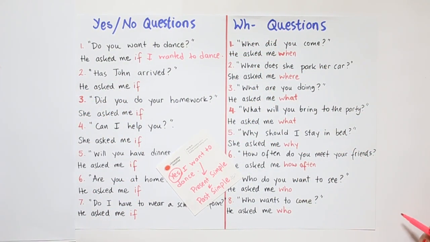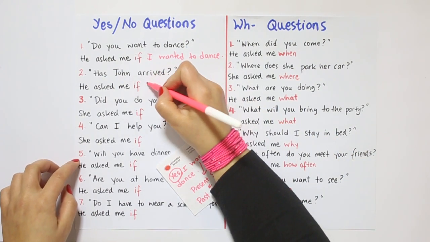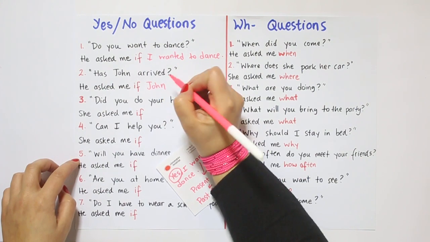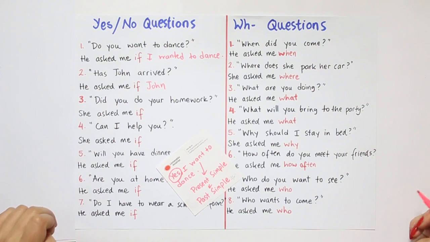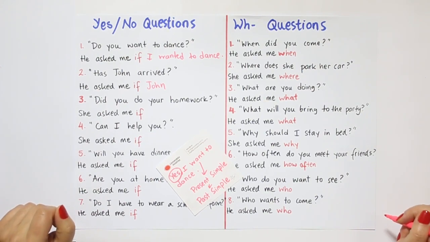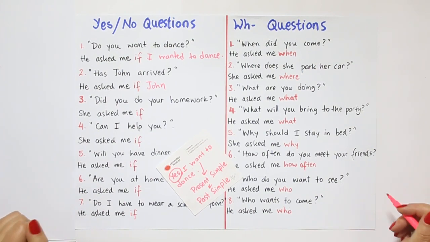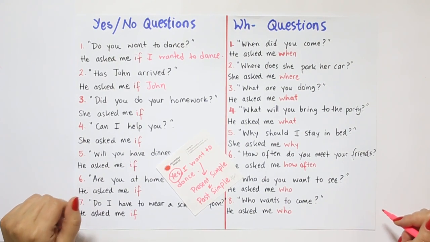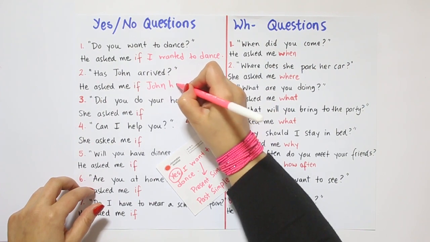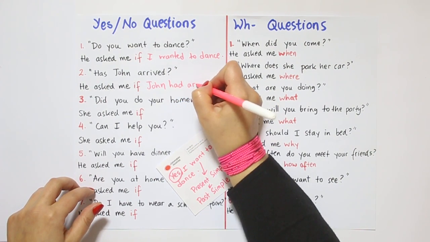Has John arrived? He asked me if John, what tense is it? This is present perfect tense. And as you may remember, present perfect tense becomes past perfect. But it's not a question anymore, as you may remember. So we're going to say, if John had arrived.